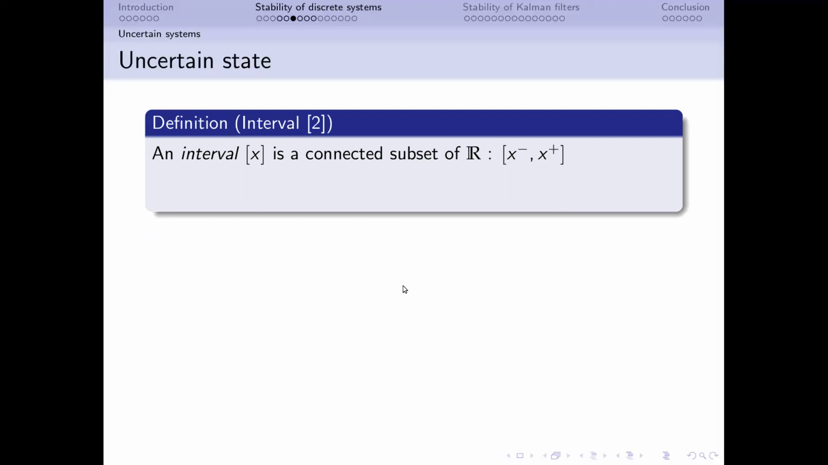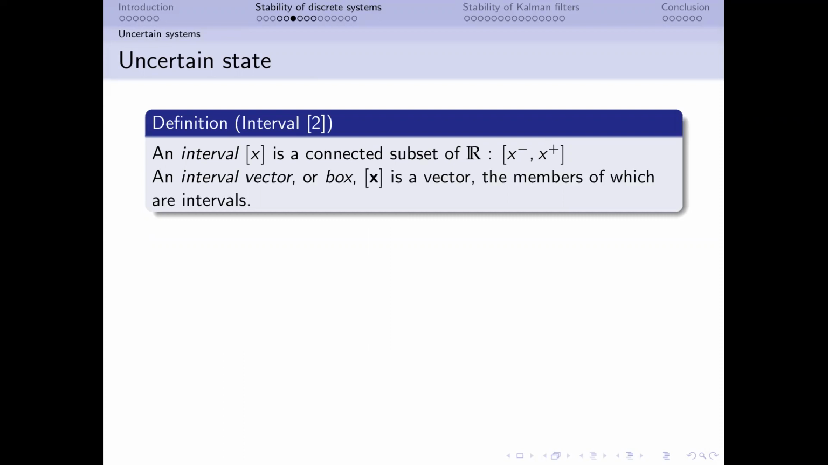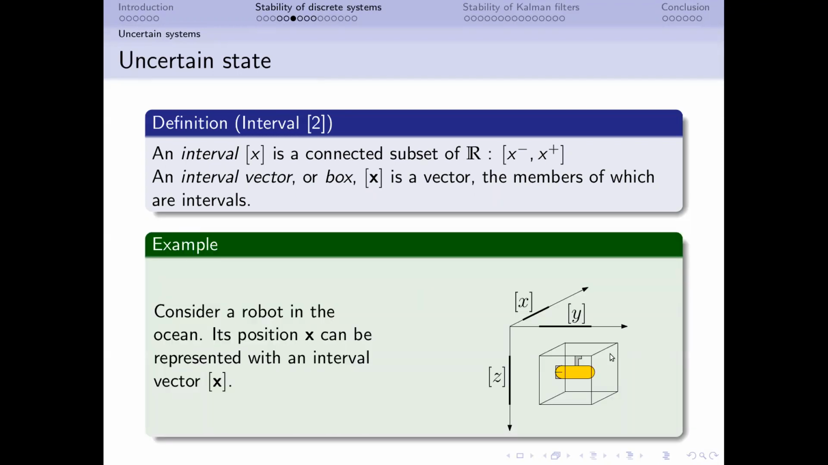Right now, actually. An interval is a connected subset of R. And from intervals, we can build boxes, interval vectors, thanks to which we can represent the state of a robot. This is usually what we do in underwater robotics when we use intervals to represent uncertainties. We have here a robot, and its position can be represented as a box in 3 dimensions. Of course, the state of a robot can be much bigger than 3 dimensions, but then that means we have a box in R^n.